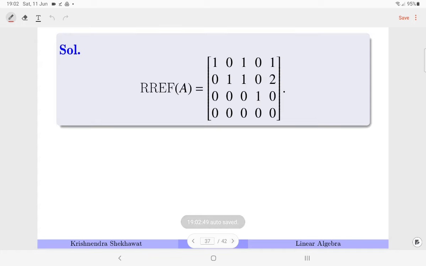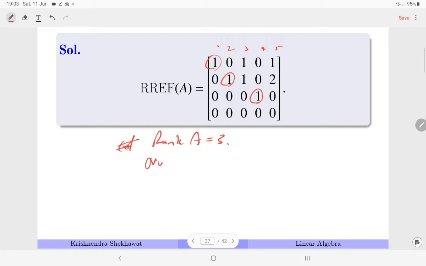If I compute the REF, then there are three pivot entries, which means the rank of A is equal to 3. And there are 1, 2, 3, 4, 5 variables. It gives us the homogeneous system of equations where 5 variables are there, 3 are dependent variables, 2 are free variables. So the number of free variables gives me the nullity of A, which is 2.